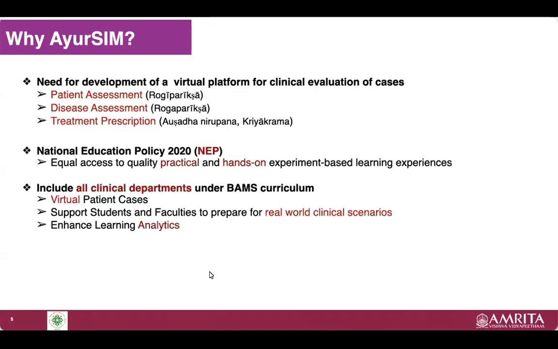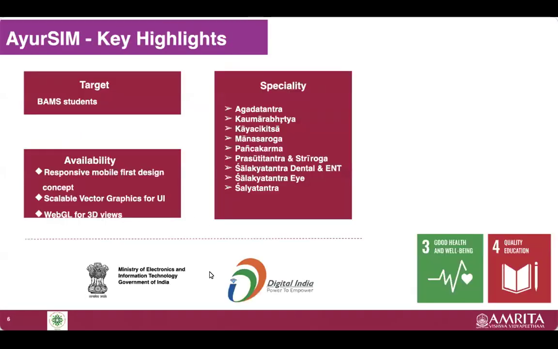of young Ayurveda clinicians. Now, the target is BAMS students. It's a responsive, mobile-first design concept. These are all the technological aspects.